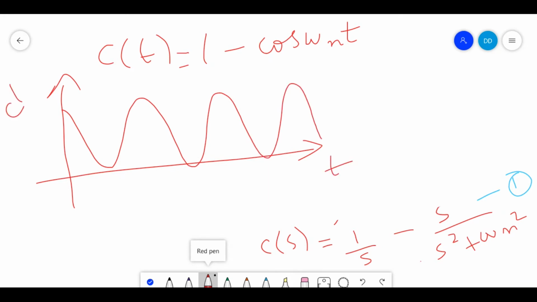So it will keep on oscillating. So the response will not die out. It gives you sustained oscillations. So next we will see what happens when delta is equal to 1.